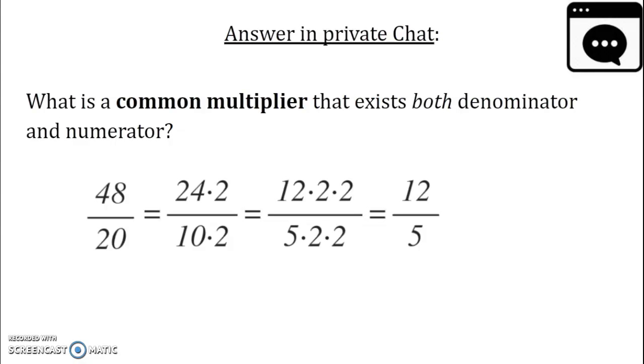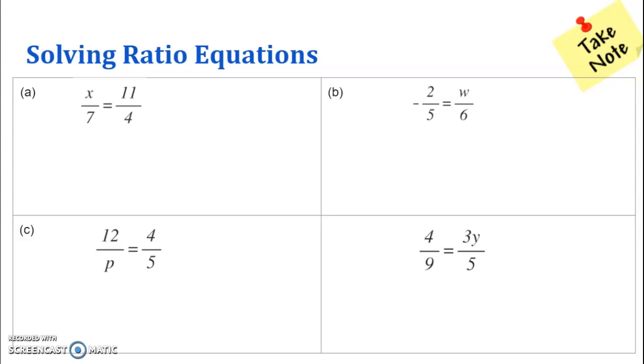I know that with 12 and 5, there are no more common multipliers. It is much easier to see that there are no more common multipliers when the numbers are smaller, right? So make sure you try to reduce them as much as possible by dividing by 2s and 3s, maybe even 5s or even 7s, depending on the number. Okay, so now let's get on to solving ratio equations.